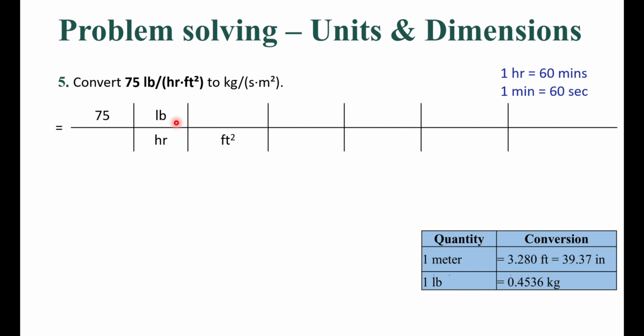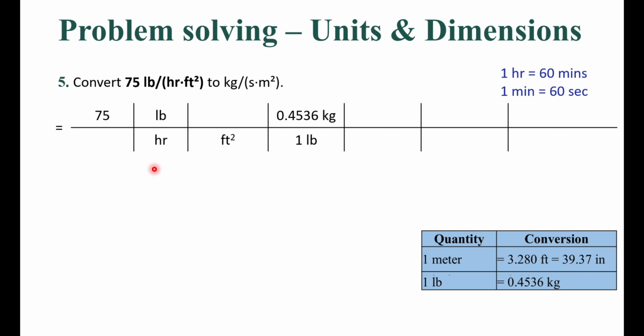Now let's fill the table with the respective unit relations. We have to convert lb to kilogram. So this is the relation connecting lb and kilogram. Since lb is in the numerator, I have to write lb in the denominator so that I can cancel this. So I am writing the relation in this particular column. 1 lb is equal to 0.4536 kg.